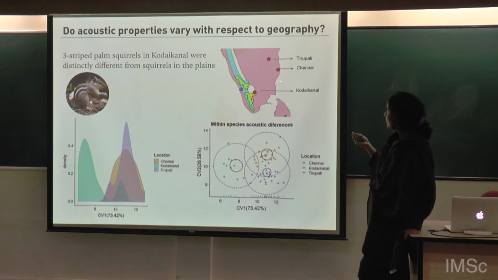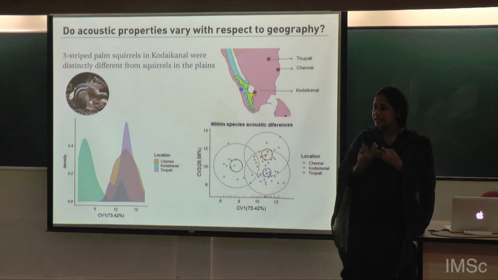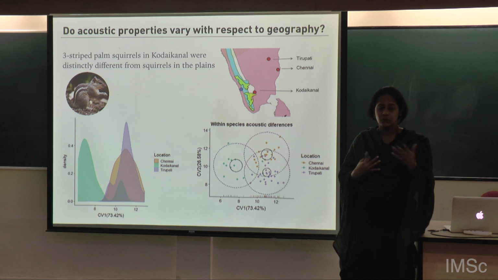So when we look at variation in calls, again, we want to know if acoustics are a means for squirrels to identify each other, if calling is a trait or a signal for one within a species or across species, right? Can they recognize their own species? Can they recognize another species, right?